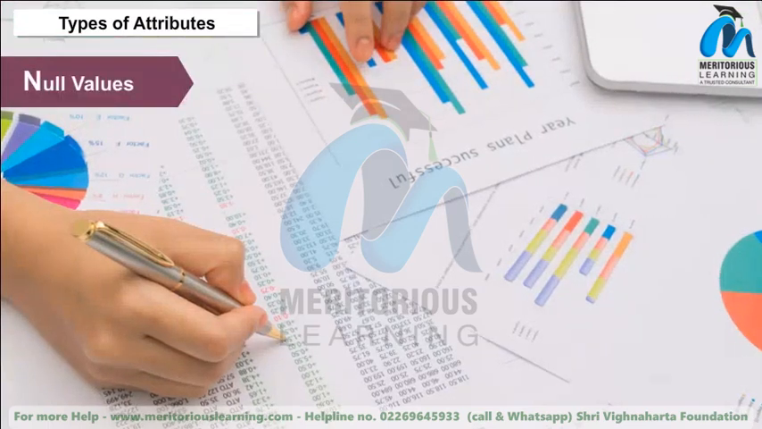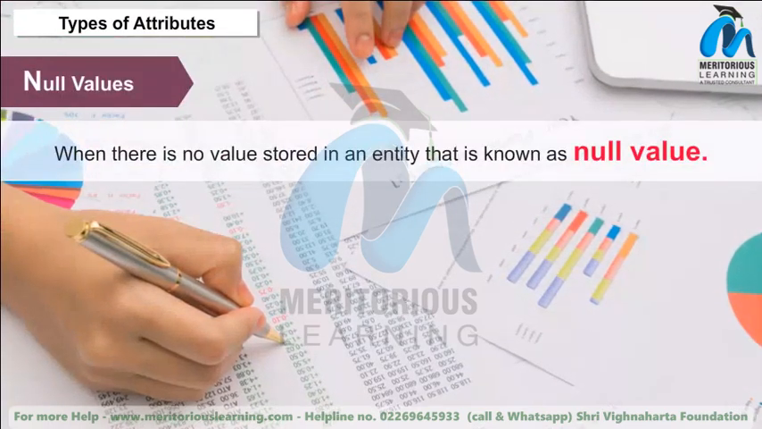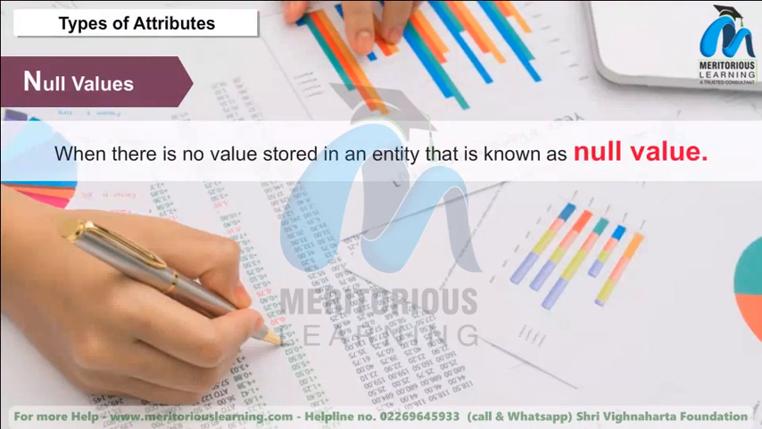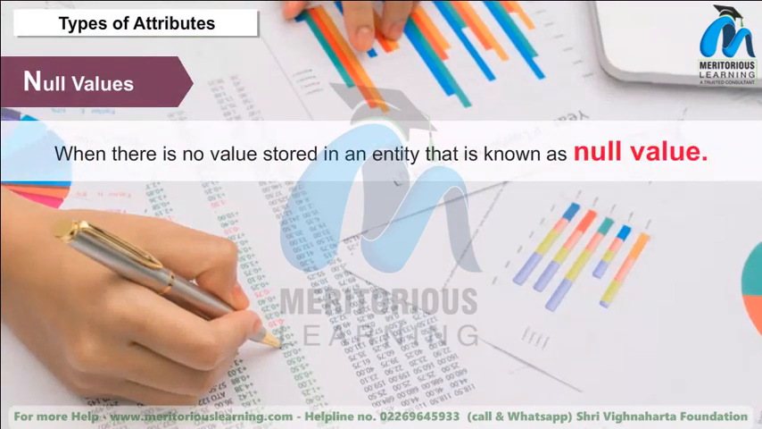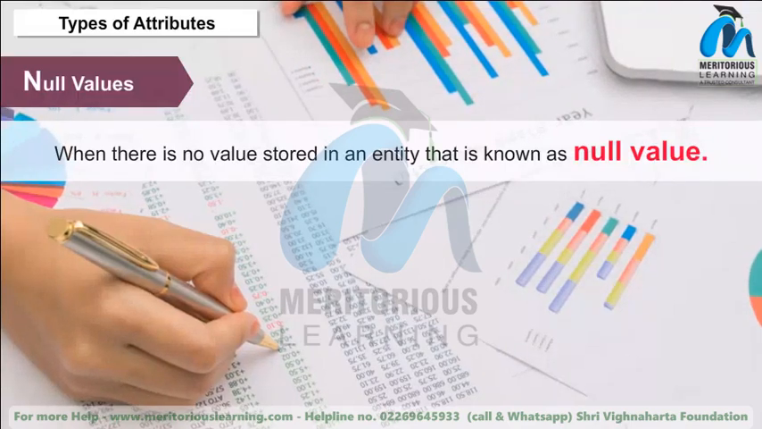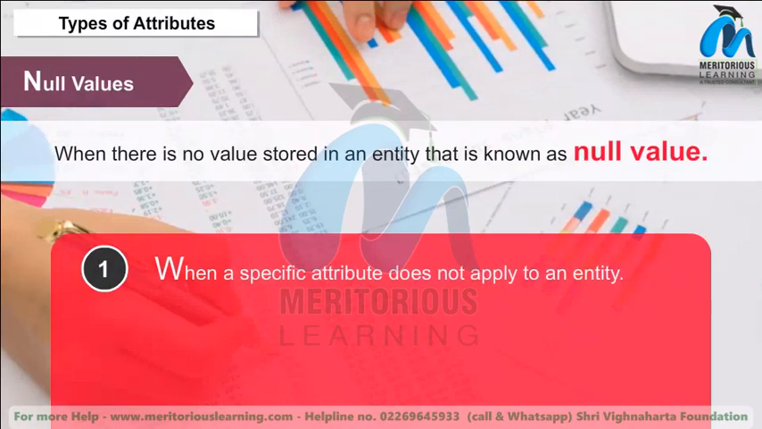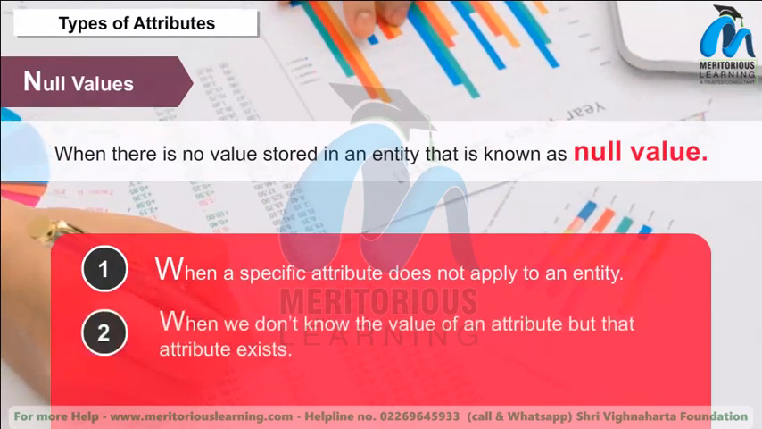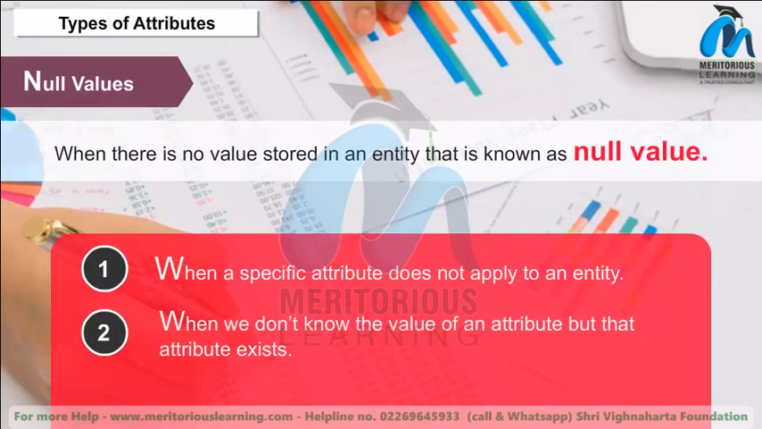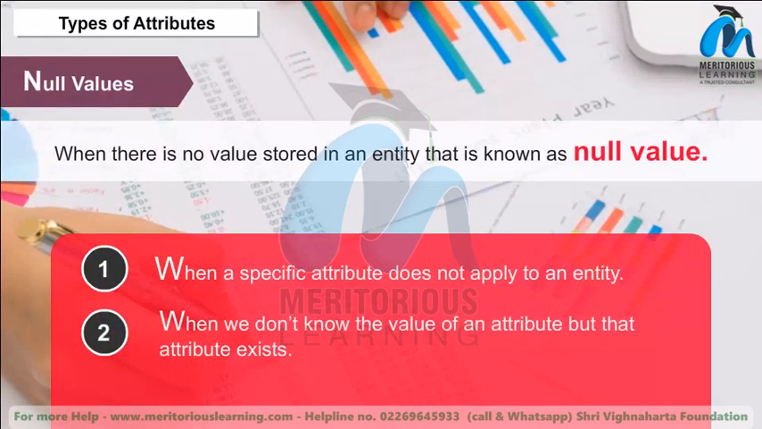Null values. When there is no value stored for an entity, that is known as a null value. We use null values in three situations. 1. When a specific attribute does not apply to an entity. 2. When we don't know the value of an attribute, but that attribute exists.